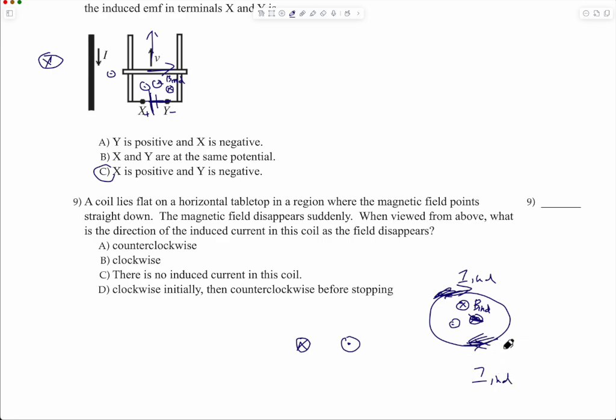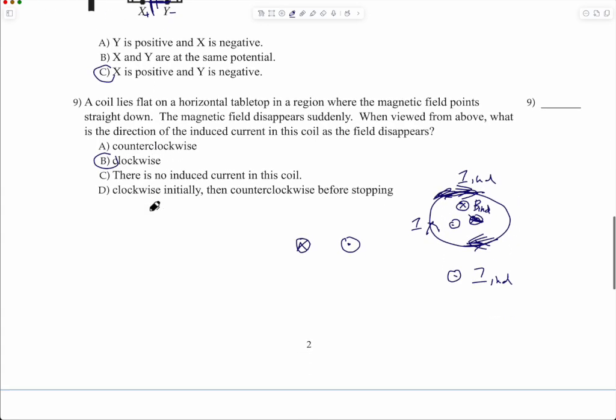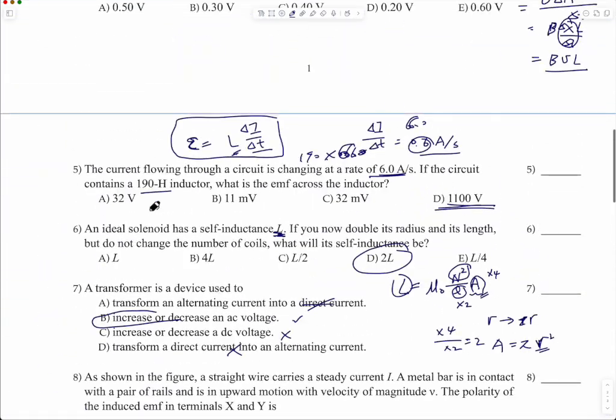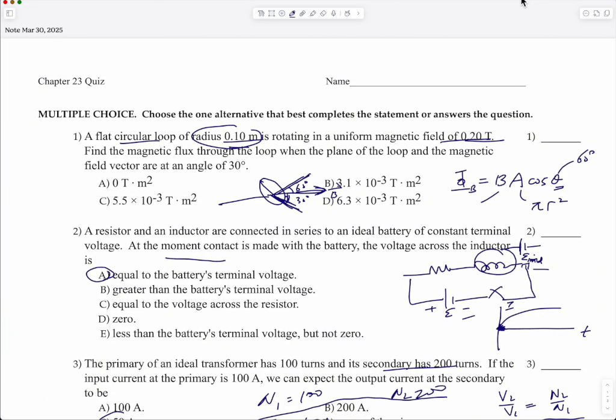You see current goes this way, so you make the magnetic field, this part gets into the screen, the other part comes out of the screen. Same thing here, right? Right hand rule number 2, current direction, gets into, comes out. So the current will be clockwise. All right, so that's all for this quiz 23, chapter 23.